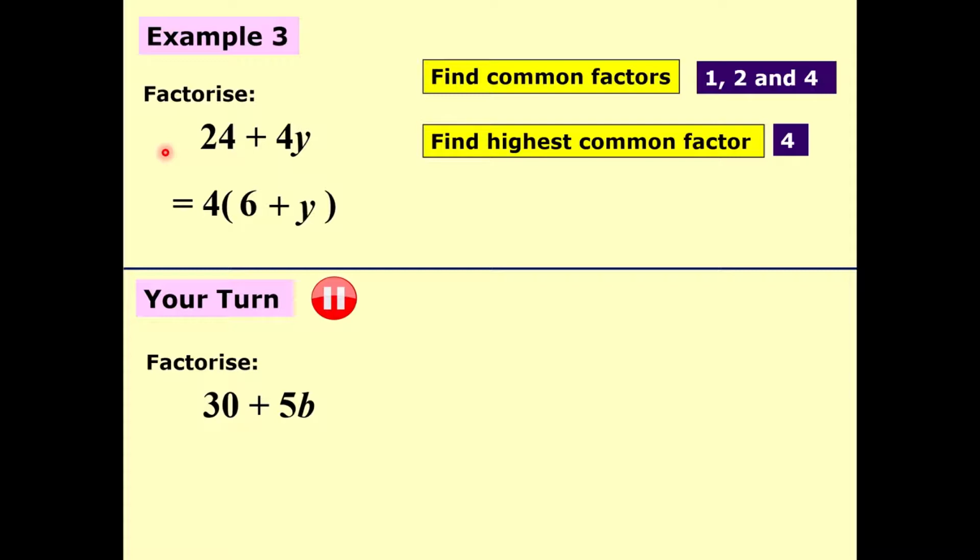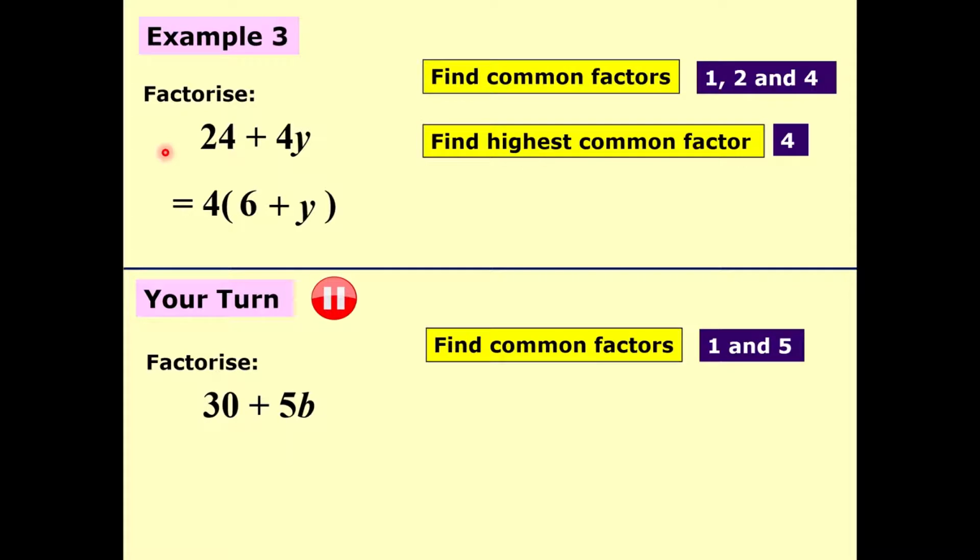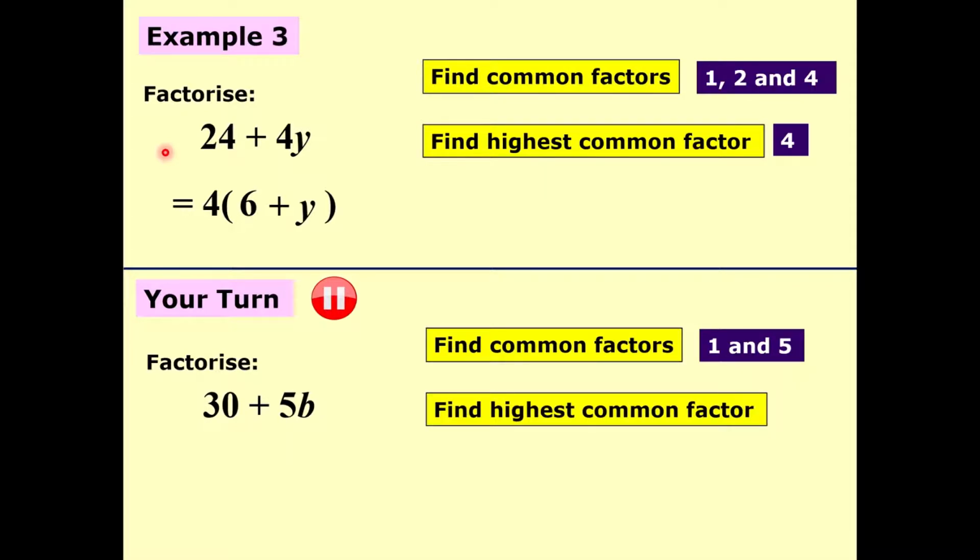Okay, hopefully you managed to give that one a try. Unpause now. Let's go through the answer. So first, find the common factors. We've got 1 and 5. What's the highest common factor? Well, it's 5, and that's the number we're going to use. So we're going to write it outside of our brackets. 5 times what gives us 30? 5 times 6, and then 5 times what gives us plus 5b, plus b. And you can double check. 5 times 6 is 30, yep, and then 5 times plus b gives us plus 5b. Correct, so well done if you got that one.